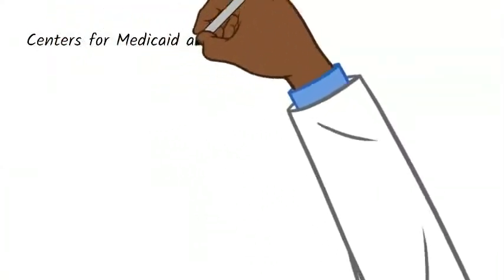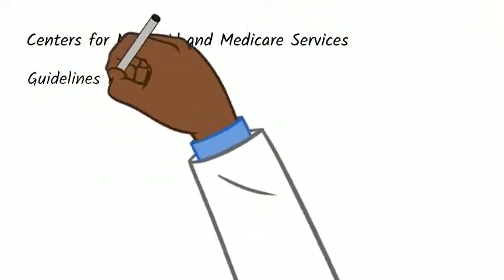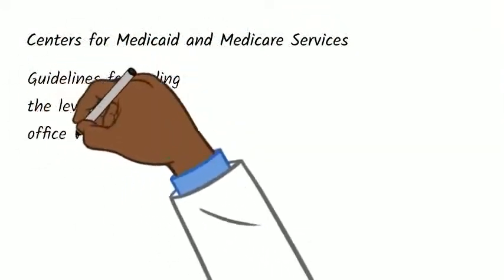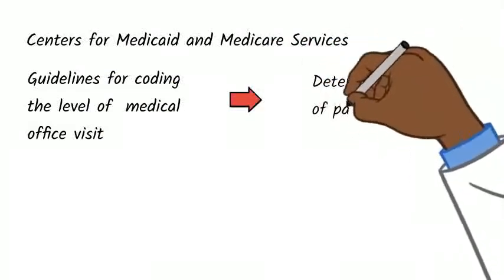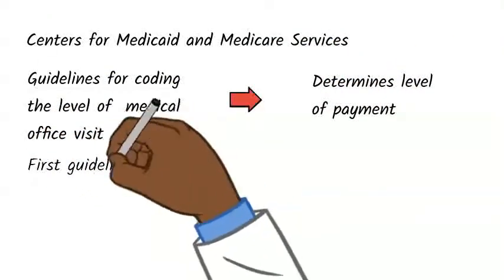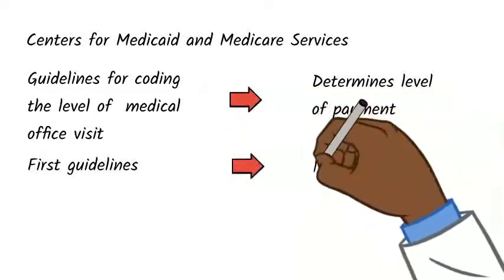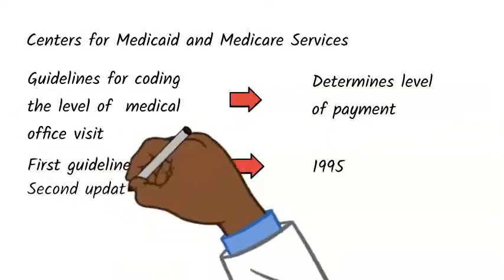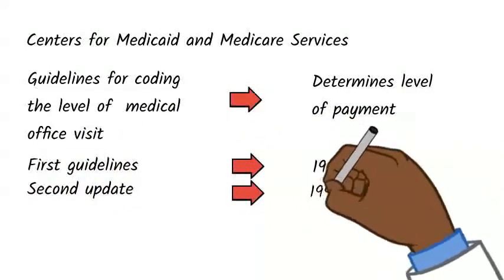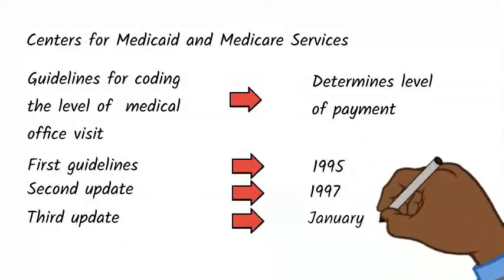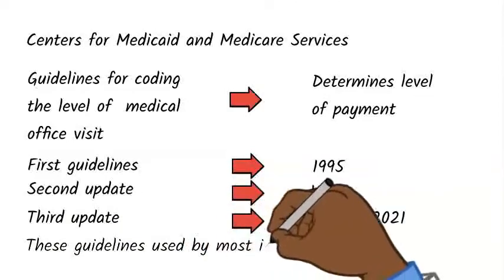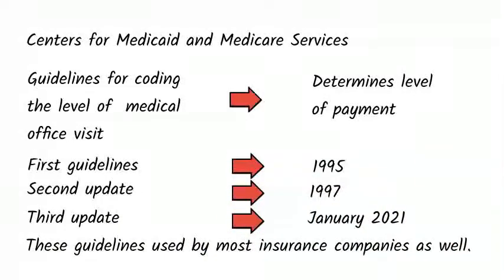The Centers for Medicaid and Medicare Services set guidelines for coding the level of medical office visits, and this determines the level of payment for the service. The first guidelines were in 1995. The second update was in 1997. The third update was implemented in January 2021. These guidelines are used by most private insurance companies as well.